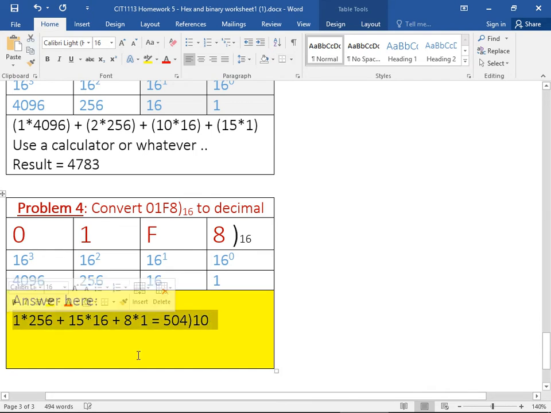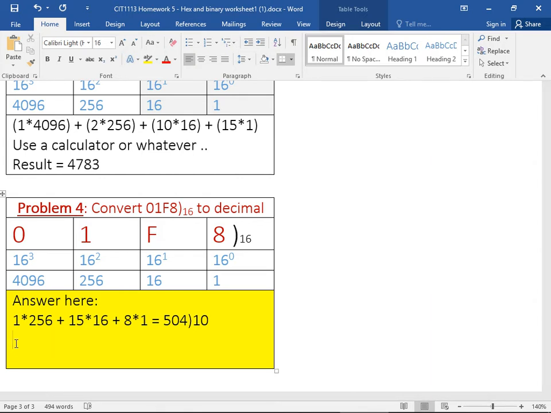Sorry, gang, watching at home. I went ahead and answered it, but you can do it by yourself as well. Wait, is it base 16 or base 10? We just converted base 16. Oh, we converted 16 to decimal, to base 10.